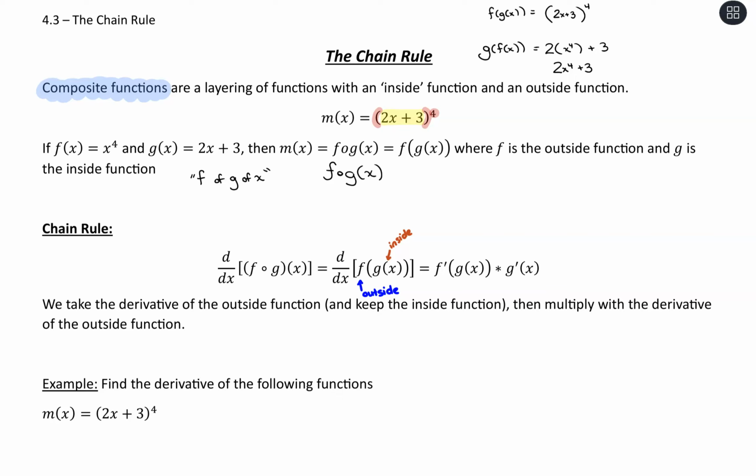Let me make sure, sorry, I'm reading this quickly. We take the derivative of the outside function and keep the inside function, then multiply with the derivative of, that is a major typo right there. It should be the derivative of the inside function. Okay, there we go. So, derivative of the inside function.